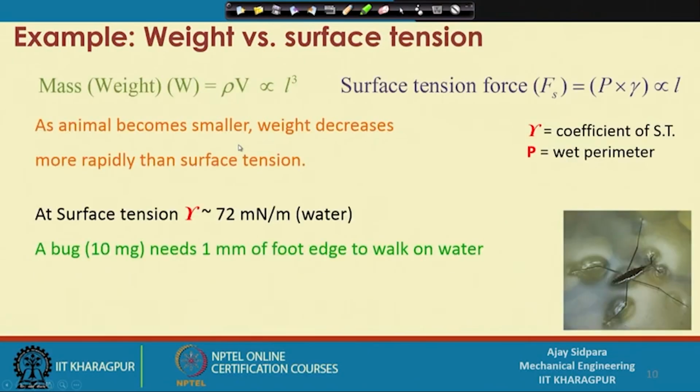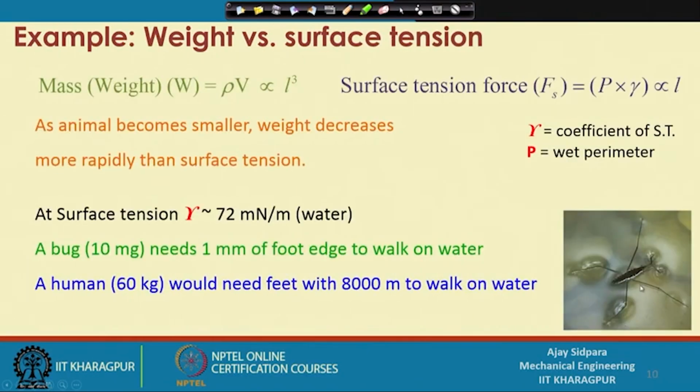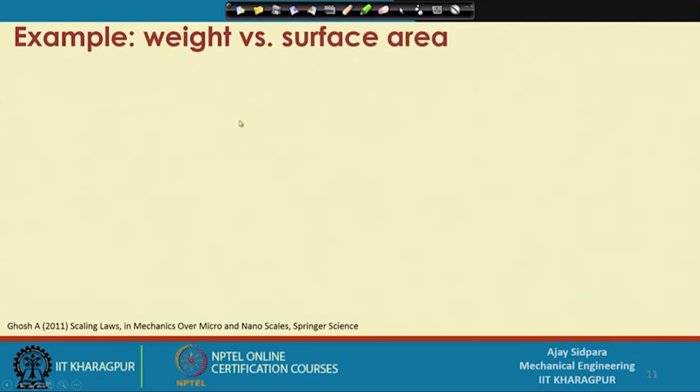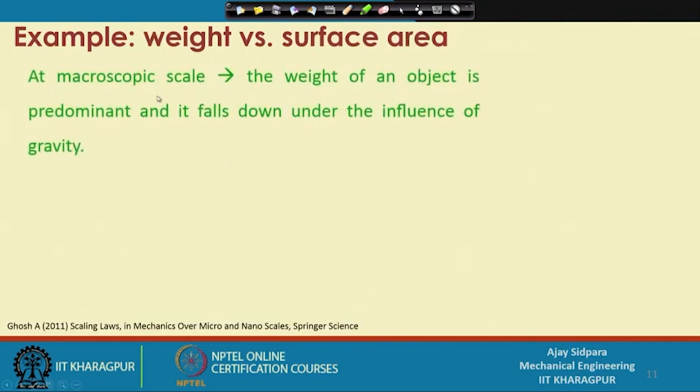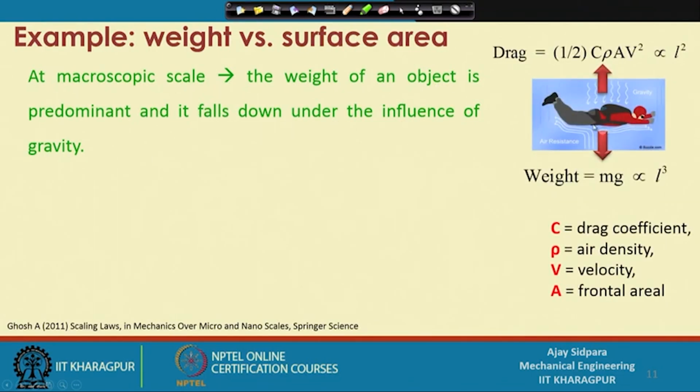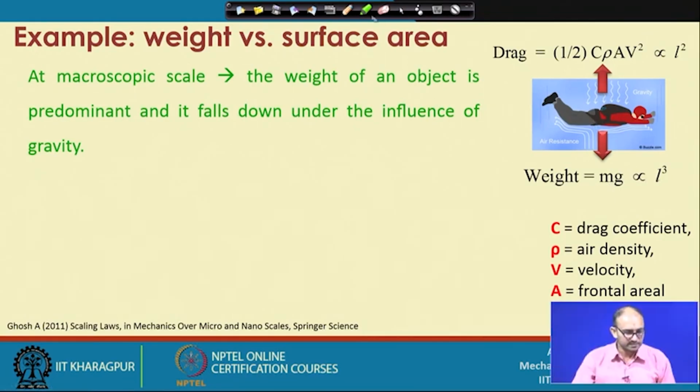In the last class we saw the example of what happens when the surface tension is more compared to the weight at different scales. Now, there is one more effect related to weight and scale of the surface area. At microscopic scale, the weight of an object is predominant and it falls down under the influence of gravity. Suppose a human being is falling down from the top. What are the forces acting on that? One is the weight which pulls it down, that is mg.